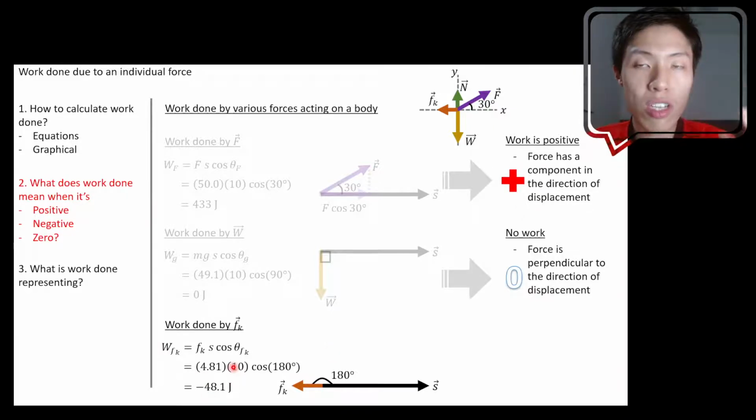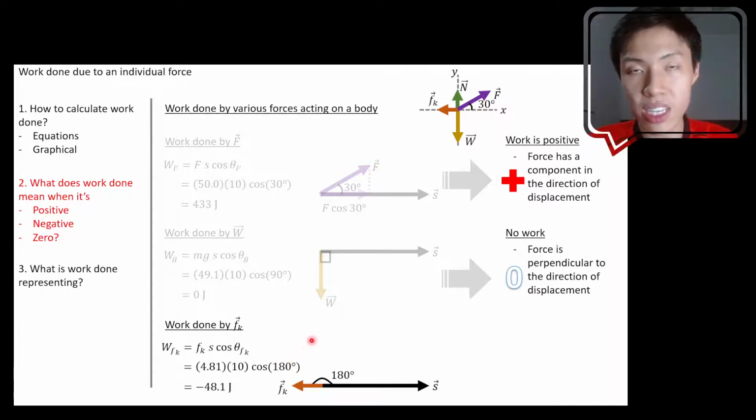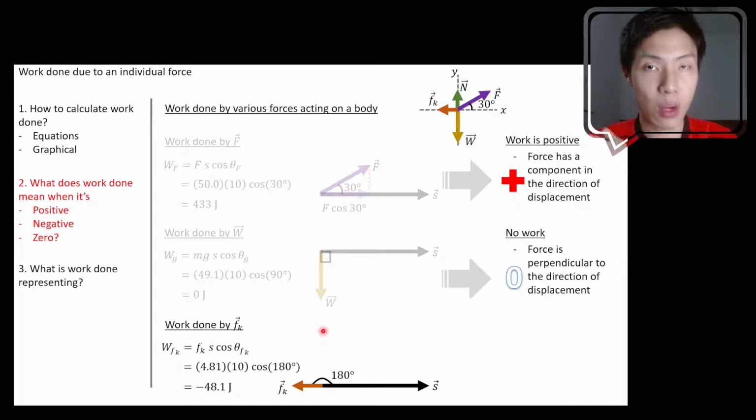So your answer will become negative if your cos theta generates a negative value. And cos theta will generate a negative value if your angle is between 90 and 180, not inclusive of 90, but inclusive of 180.